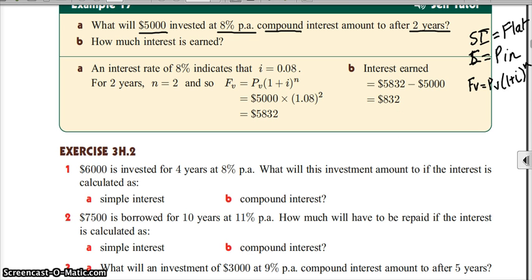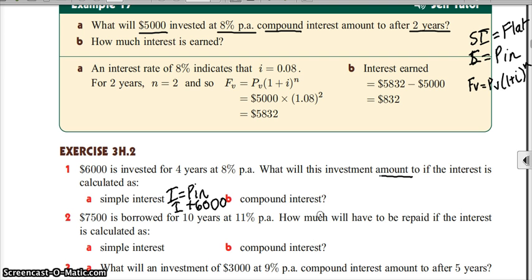If we have a look at this first question, 6,000 is invested for 4 years at 8%. What will the investment amount to after the interest is calculated at simple interest? So here, we're using I equals PRN. What will this investment amount to? With this one, once you find your interest, what are you going to have to do, Lee? Add it to your 6,000. Once you find your interest, you're going to have to add it to your 6,000.